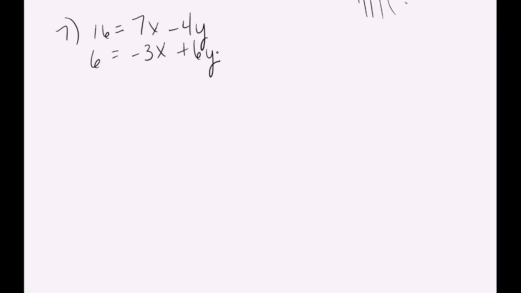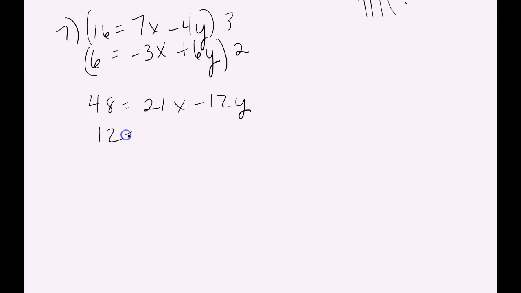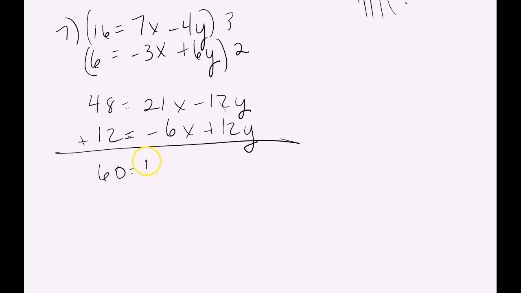Now, this one, gosh, these aren't pretty. Okay, so let me go with 12. Both of these go into 12, so I'm actually going to multiply this equation by 2 and this equation by 3 just so I can cancel out the y's. So it's going to be 48 equals 21x minus 12y, and then the bottom one will now be 12 equals negative 6x plus 12y. Now I'm going to add my equations. That goes away, and I'm left with 60. What's 21 minus 6? 15x. Okay. Divide both sides by 15, and you will get 4, I believe.